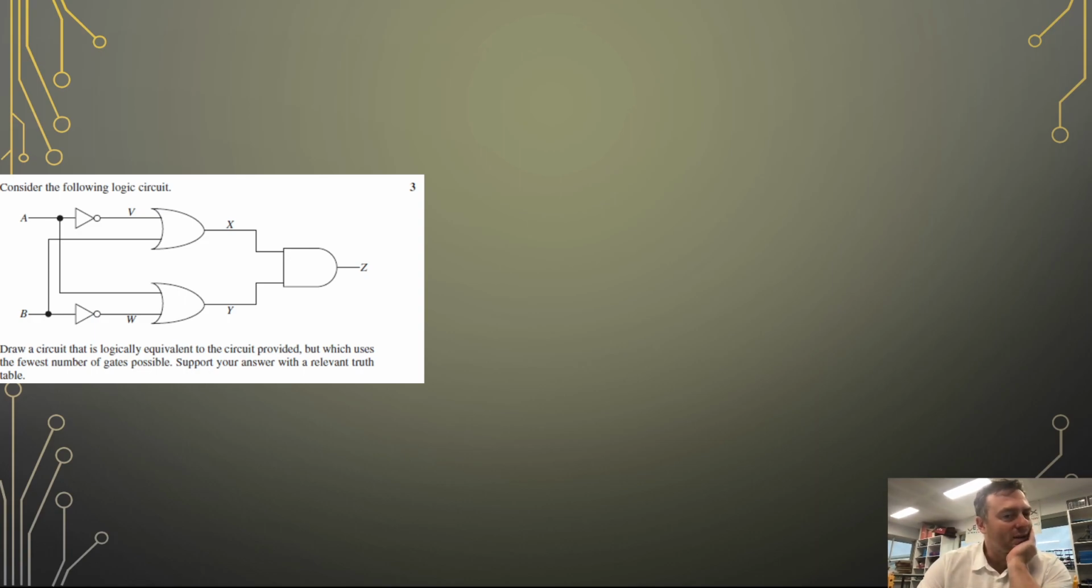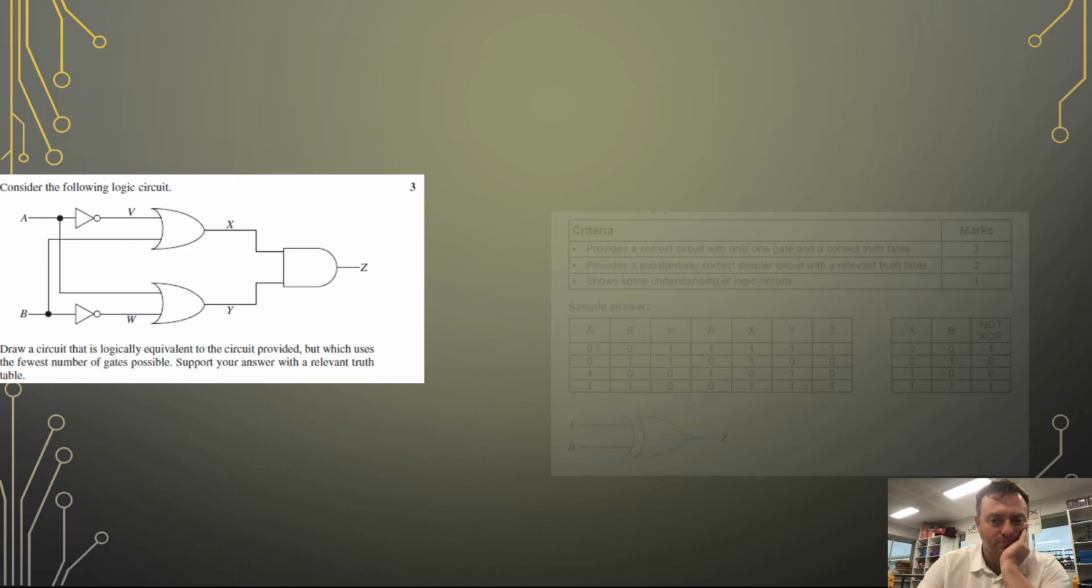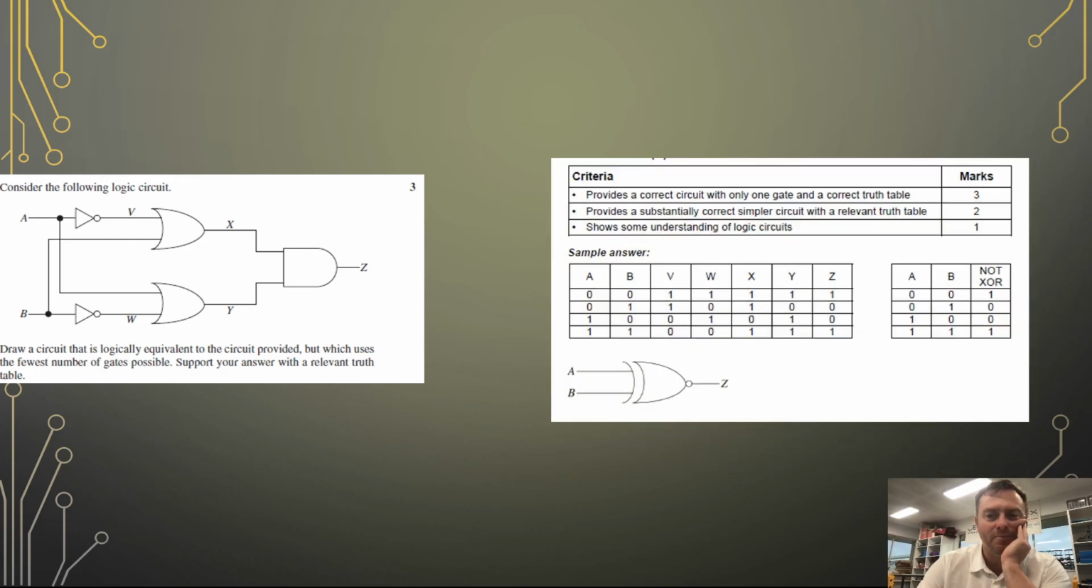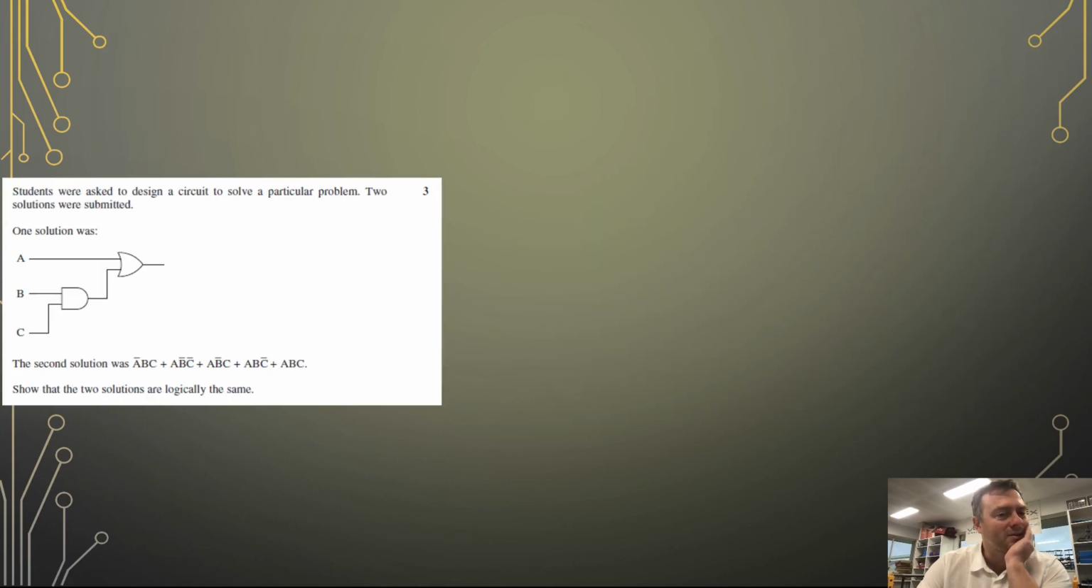Then consider this truth table here. Draw a circuit with the logical equivalence to the circuit below, which uses the fewest amount of gates. Support your answer with relevant truth table. That was pretty much what I did there. So this is straight out of the NESA exam, and what you should see is the NOT of XOR as well. So it helps if you're able to simplify the circuits down and then get exactly the same answer.